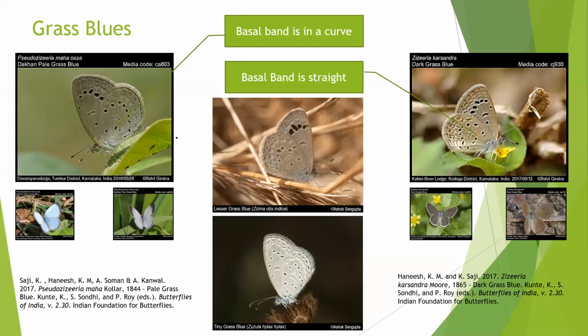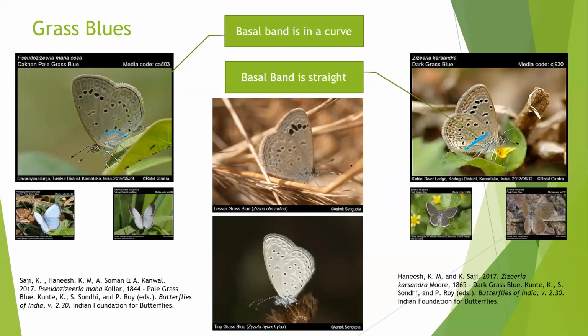How to distinguish? The distinction is very simple. You see that discal band on the hind wing. The pale grass blue has a curve, and the dark grass blue has a straight line. There is a straight line of spots. If you can see, the lines of spots are straight, and in the case of the pale grass blue, these four spots make a curvature. That's how we distinguish a pale grass blue from the dark grass blue.